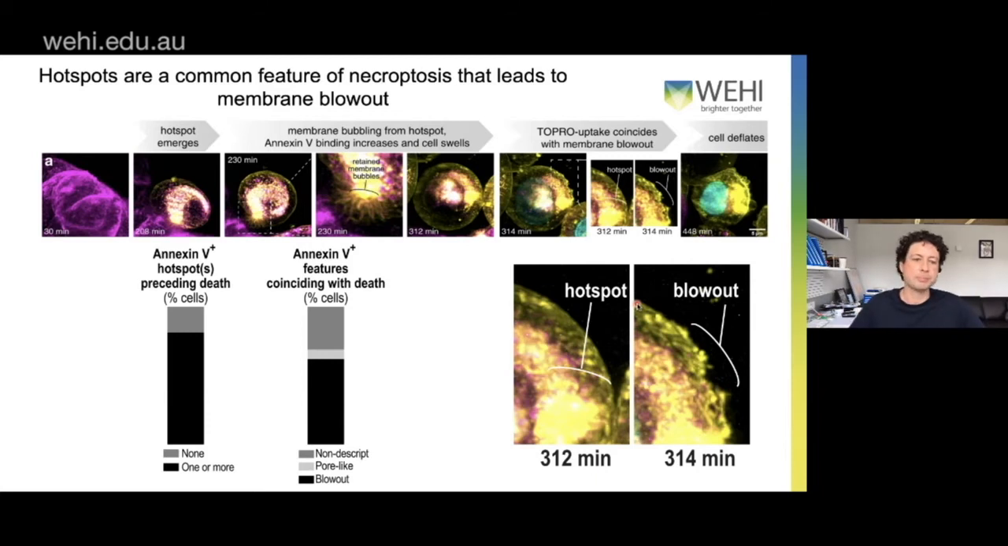and this is a common theme. Looking at cells, over 80% of the cells undergoing necroptosis present with these annexin positive hotspots before dying, and that blowout, this large pop of the membrane in essence, seems to be a common feature. Pore-like small pinpricks in the membrane are much less common, and then there are some other nondescript ways that the cells seemingly die, which are quite interesting and worth following up.